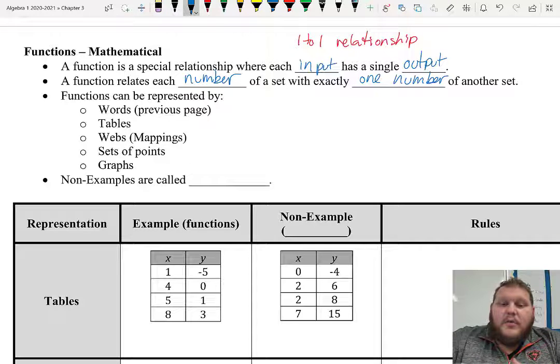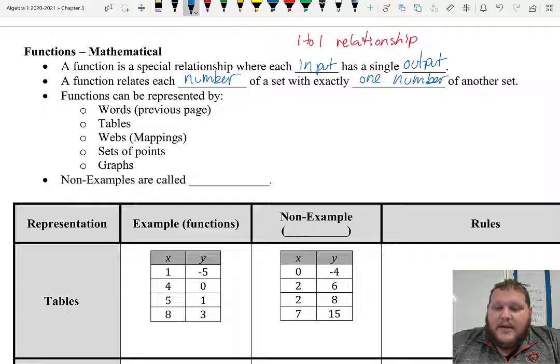We also have three other types of representations. We could be given them in webs, or what I call mappings. Sometimes people refer to them as little beans. We also could have just sets of points, so lists of coordinates. And then, of course, we also have graphs, which will be one of our main focuses for this school year: graphing things.